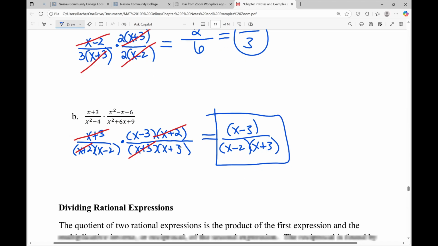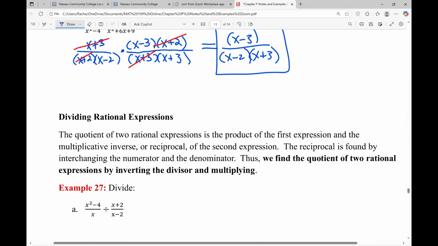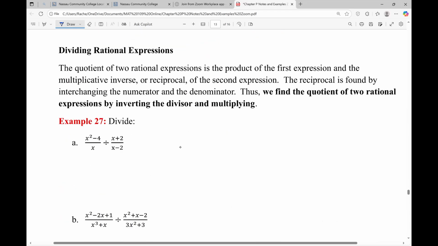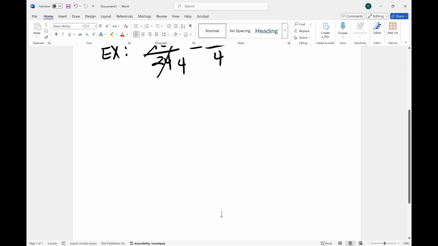So now let's talk about division of rational expressions. We just did multiplication, and now we want to divide rational expressions. I just want to remind you of something, so I'm going to go over to the whiteboard for a minute. When we divide fractions, how does that work? We just did multiplication of fractions, and people usually remember that.